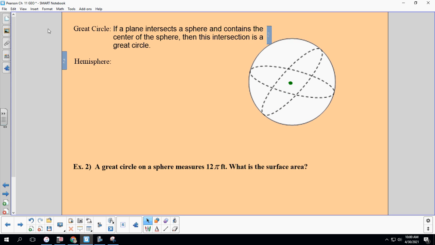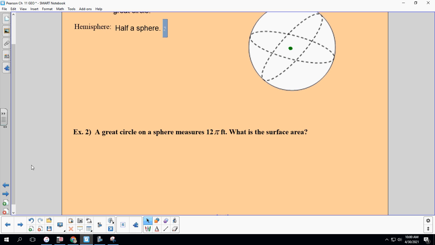A hemisphere is just half a sphere, so it's one side or the other. Yay. Okay. A great circle on a sphere measures 12 pi feet. What is the surface area? So the great circle, if you took a measuring tape and measured all the way around the circle, it would equal 12 pi. So this is the circumference.